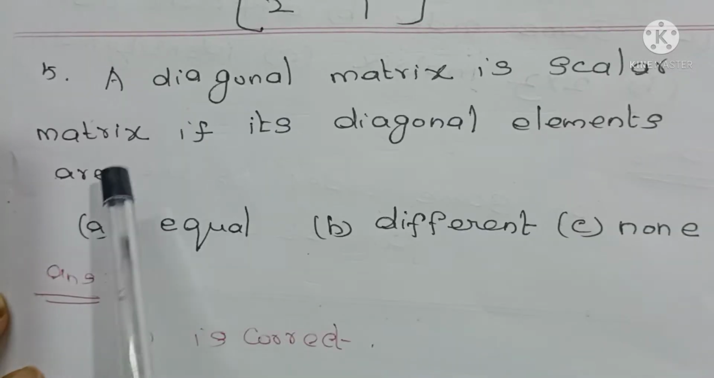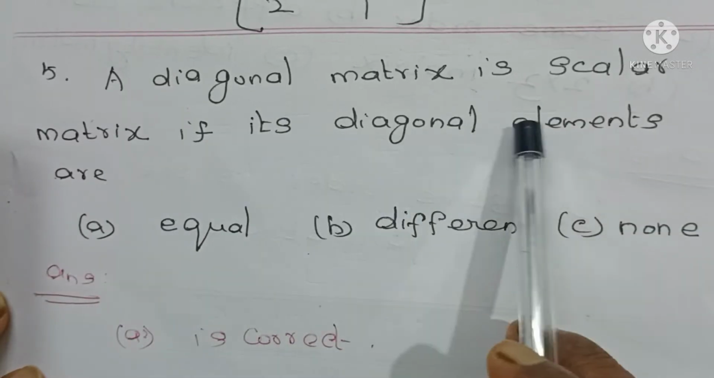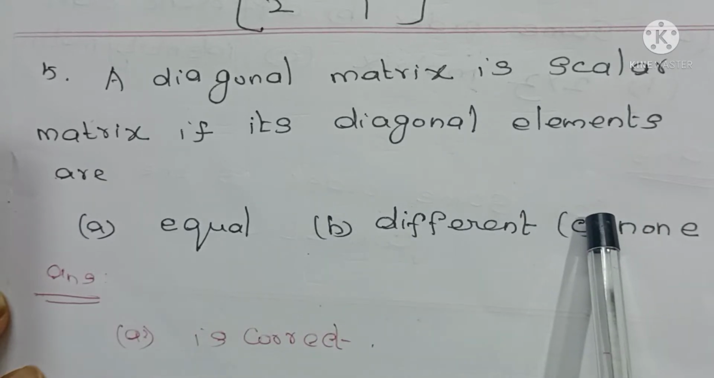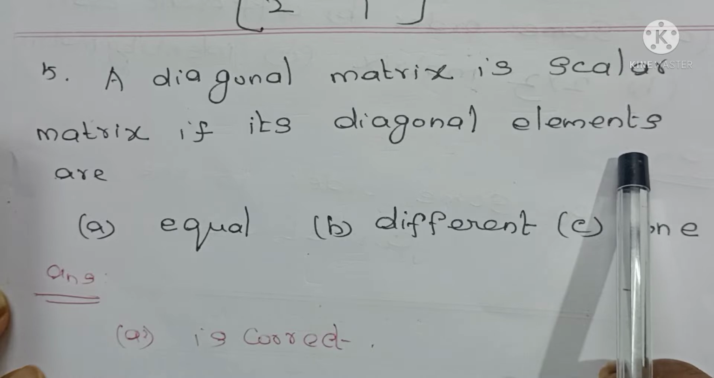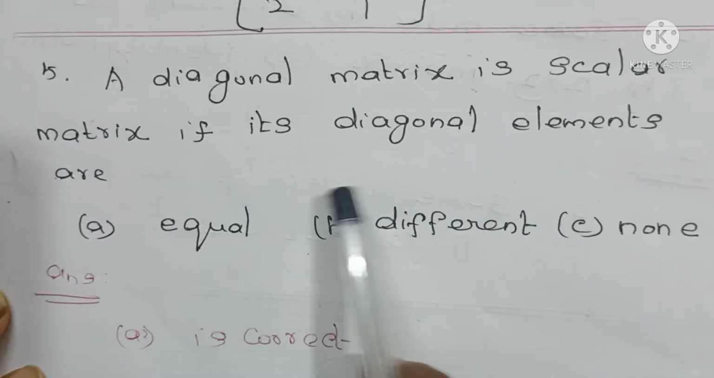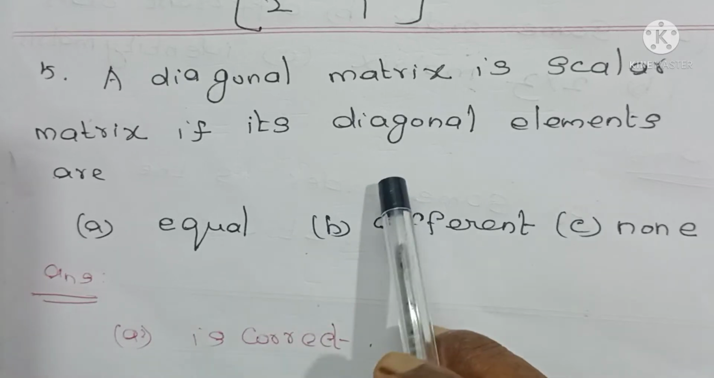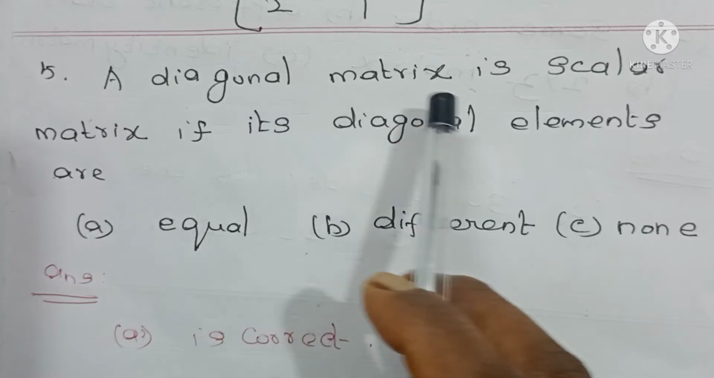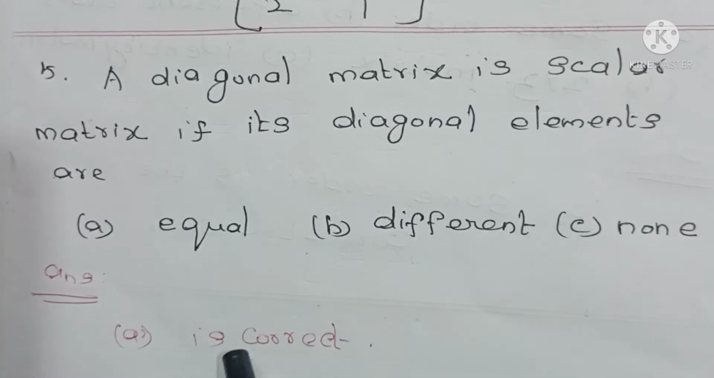Now let's move on to the fifth question. A diagonal matrix is a scalar matrix if its diagonal elements are, this is actually the definition. If its diagonal elements are equal. If all the diagonal elements are equal, then we can say the diagonal matrix is a scalar matrix. So option A is correct.